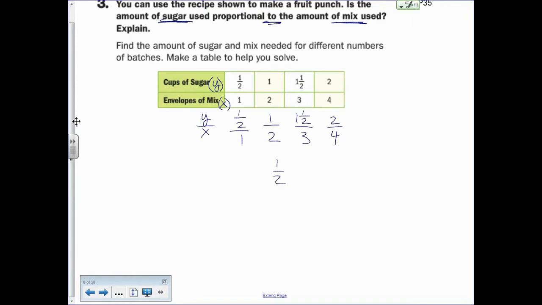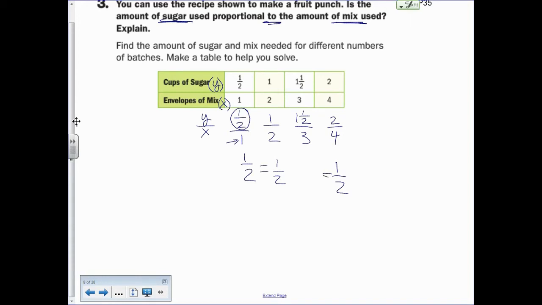This one, 1/2 is already simplified to 1/2. 2 over 4 is also equal to 1/2. So the question is, are the other ones equal to 1/2? We can actually use a little bit of common sense and logic here. What is half of 1? 1/2 is half of 1. So actually, the first ratio is also equal to 1/2.